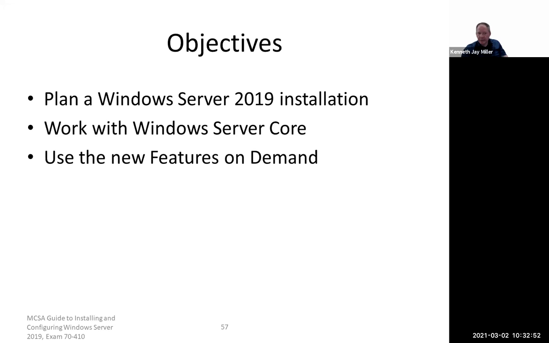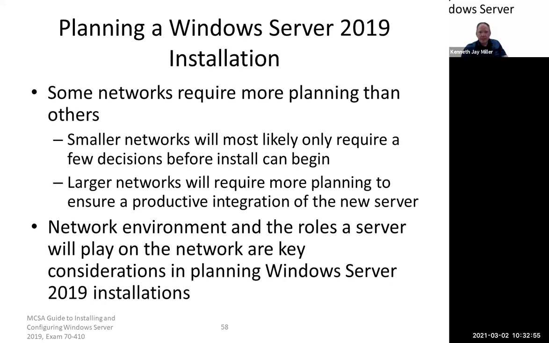Some of this is redundant. We've covered this as far as planning. Some networks require more planning than others. Small networks, you may only have a couple decisions before you install. With others, you have to gather some information. The network environment and the roles the server will play on the network are key to planning Windows Server. Normally we don't just install server to install server. We install server to provide a service on our network. And if we can think through that a little bit in the foreground, we will end up with a much cleaner design. So we want to keep that in mind as we go.